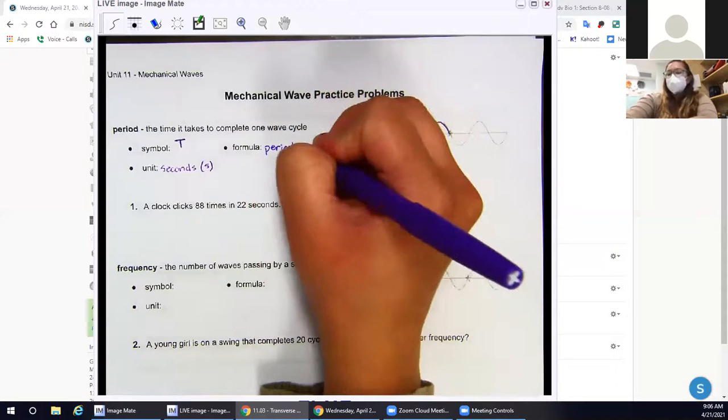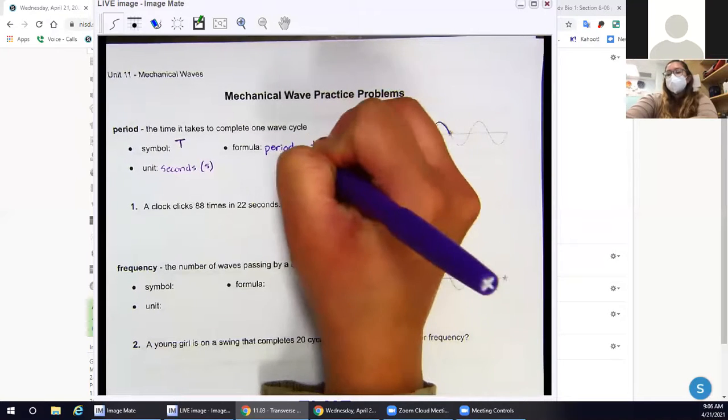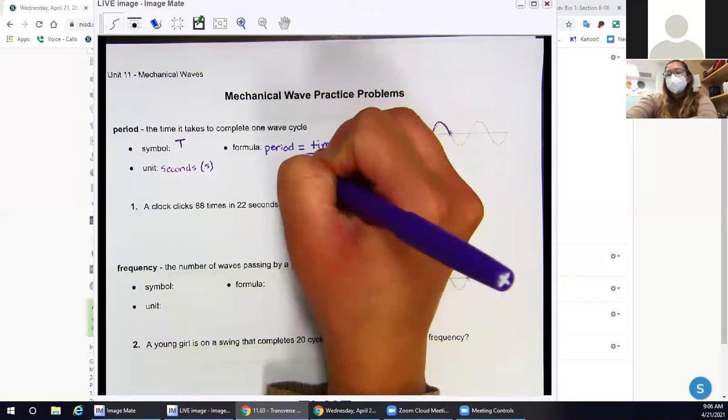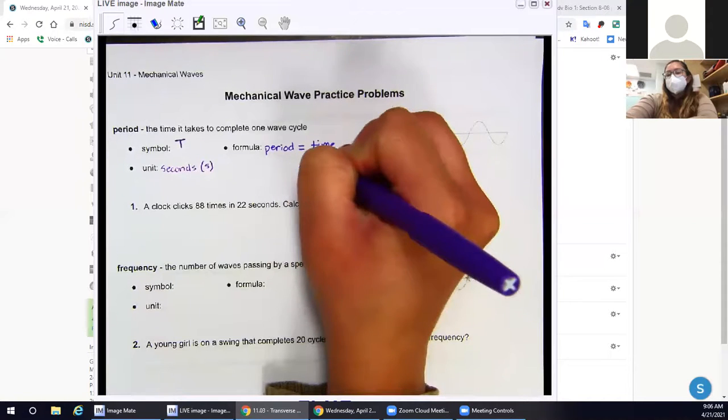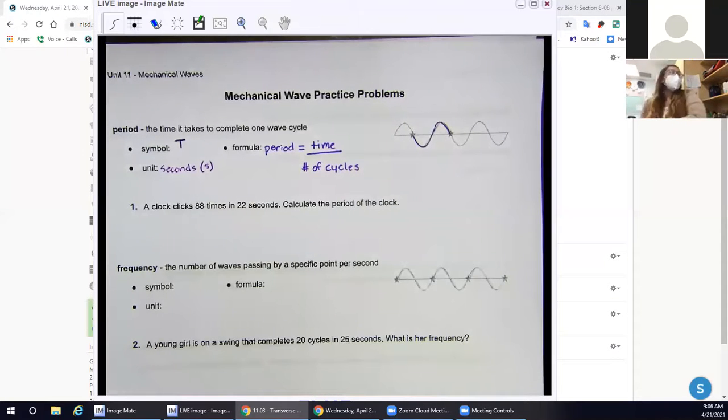Yeah. So the formula is period equals time divided by number of cycles. So just the time over the number of cycles. That's all it is for period.